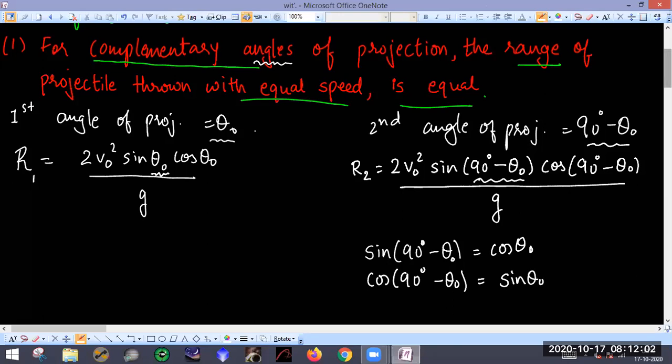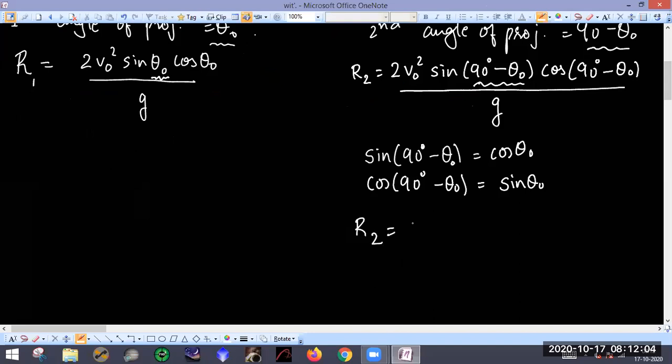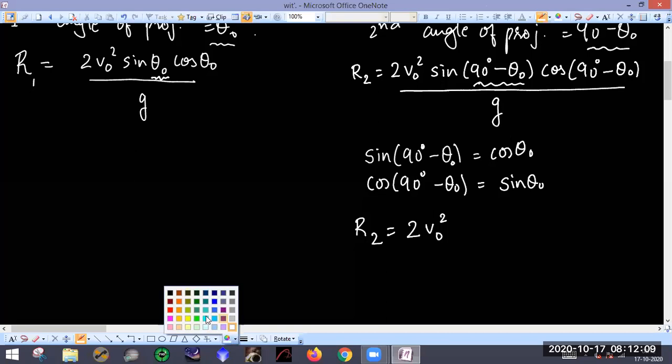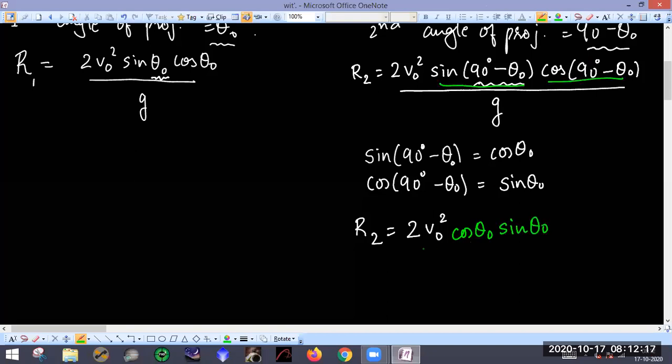Okay, so finally if we put these values here, what do we get? R2 is equal to 2v0 square. Instead of sine 90 minus theta 0, we can write cos theta 0, and instead of cos 90 minus theta 0, we can write sine theta 0 divided by g. Look at this. I'm sure all of you can see they are equal, so hence proved R1 is equal to R2.